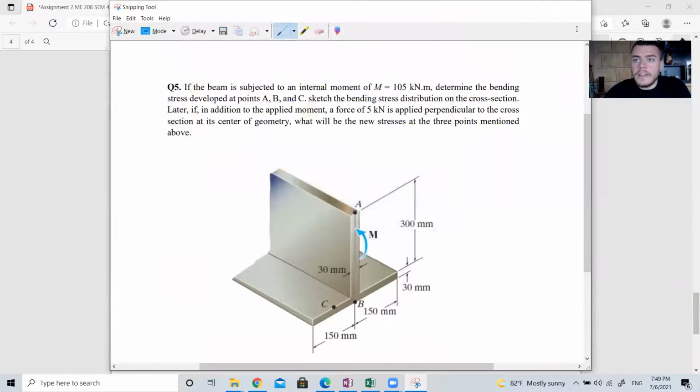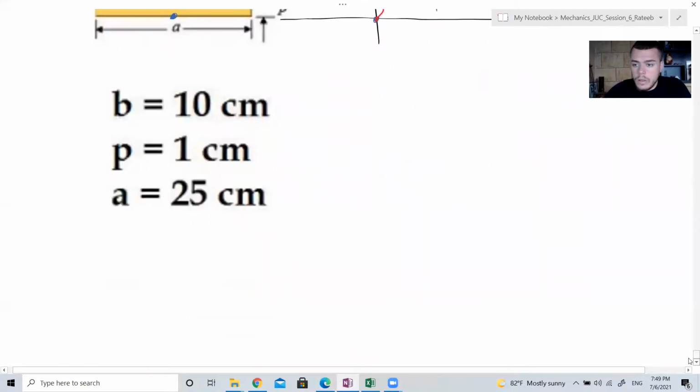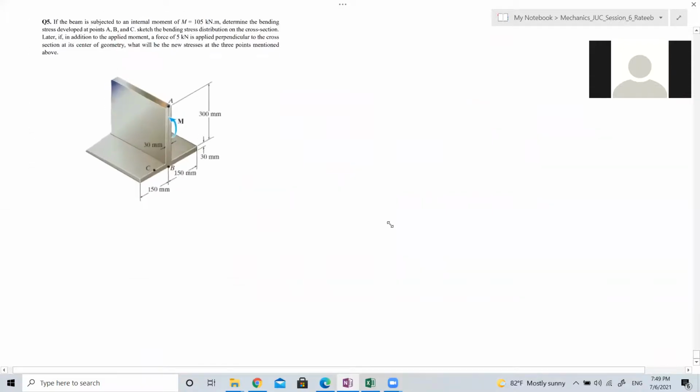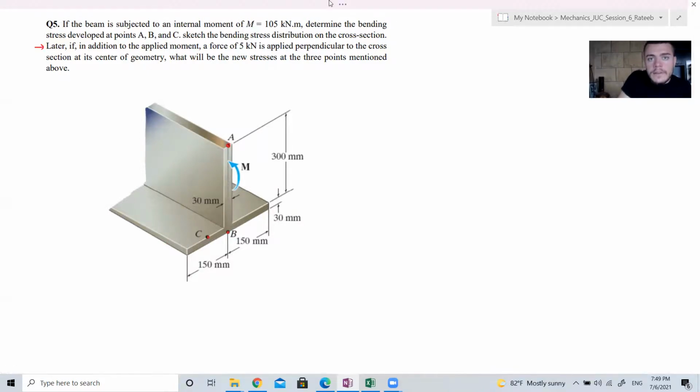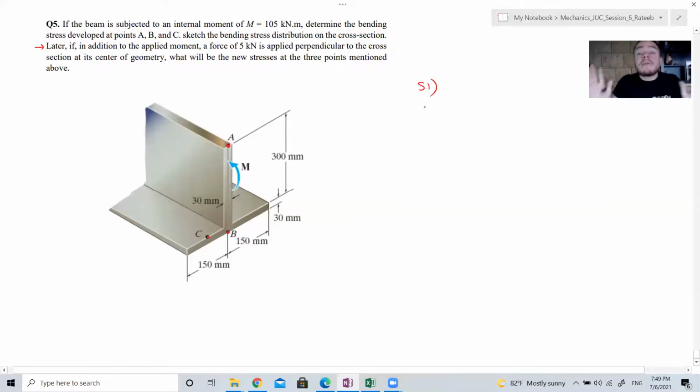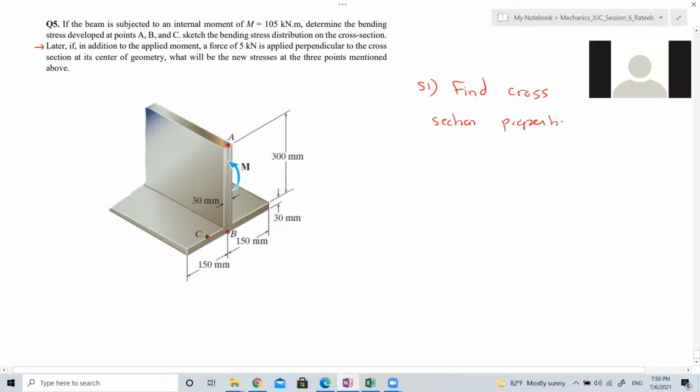Okay. Can you see me, or am I blocking the light? No, you can see. We have a moment like this. Determine the bending stress developed at points A, B, and C. Sketch the bending stress distribution on the cross section. Let's start with the first part, then the second part. What's the first step? Always, guys, the first step is to find the cross-sectional properties. That means find the centroid and find the moment of inertia. Are you understanding?